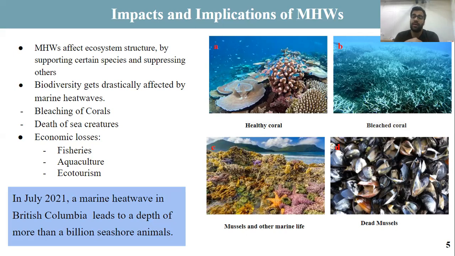It leads to economic losses in different countries, in different sectors, basically, whether it's fisheries, aquaculture, or ecotourism. There's one study which mentions that the marine heat wave in British Columbia in July 2021 led to the death of more than 1 billion seashore animals. And these are two pictures from British Columbia, where the mussels and other marine life, and these are dead mussels from the same coast.